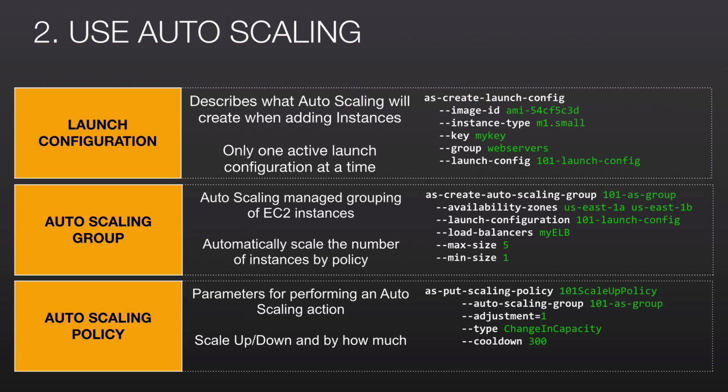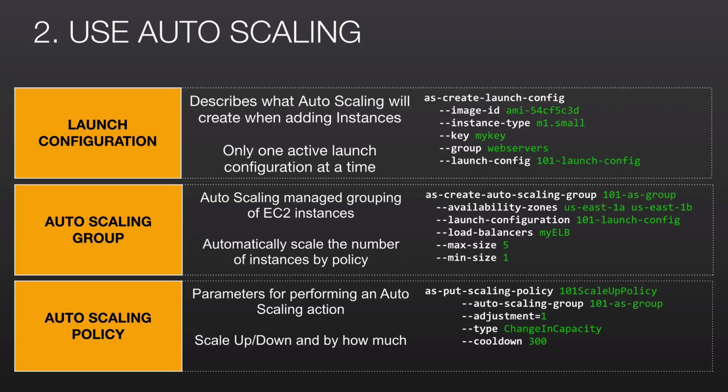Here you can see a scale-up policy where we're going to add one instance in response to a particular event with a cooldown of 300 seconds or 5 minutes. That's to prevent us from having scaling storms where we might rapidly add large amounts of capacity. So those are the three things that you need to create auto-scaling.